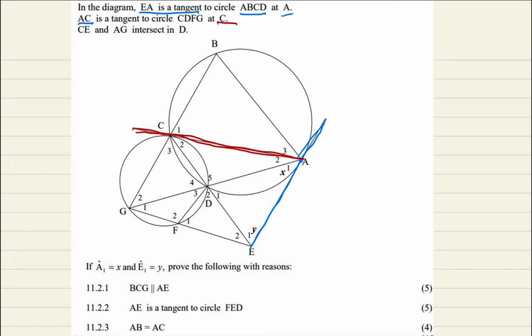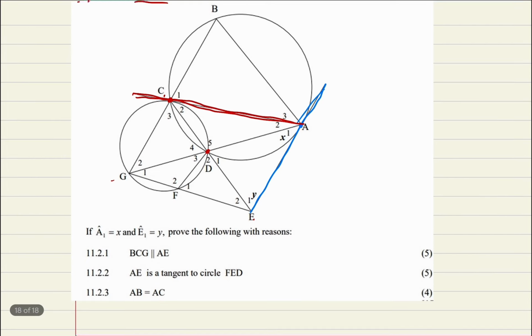At C, they said EC intersects AG. Once they say intersect, check for vertical opposite angles and sum of angles of a triangle. They intersect here. Then they continue to say that if A1 is X, and E1 is Y, prove the following with reasons.